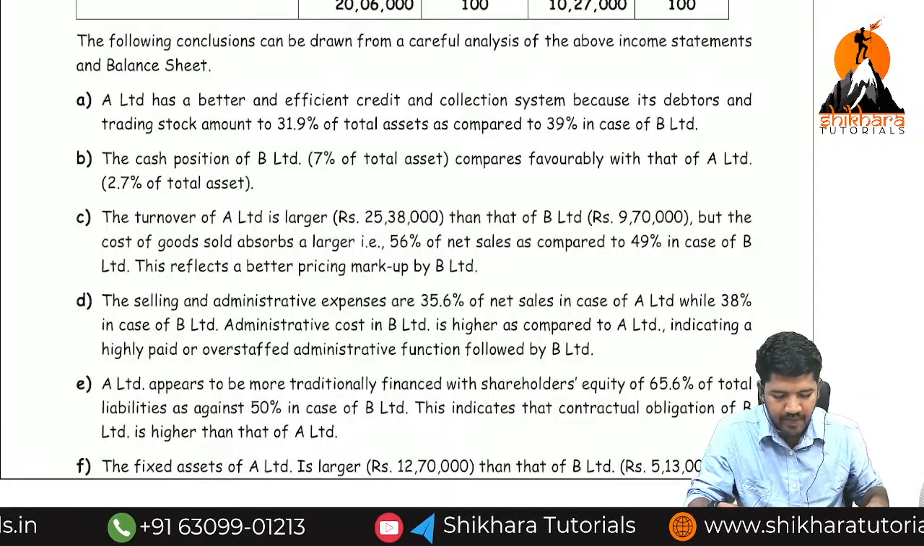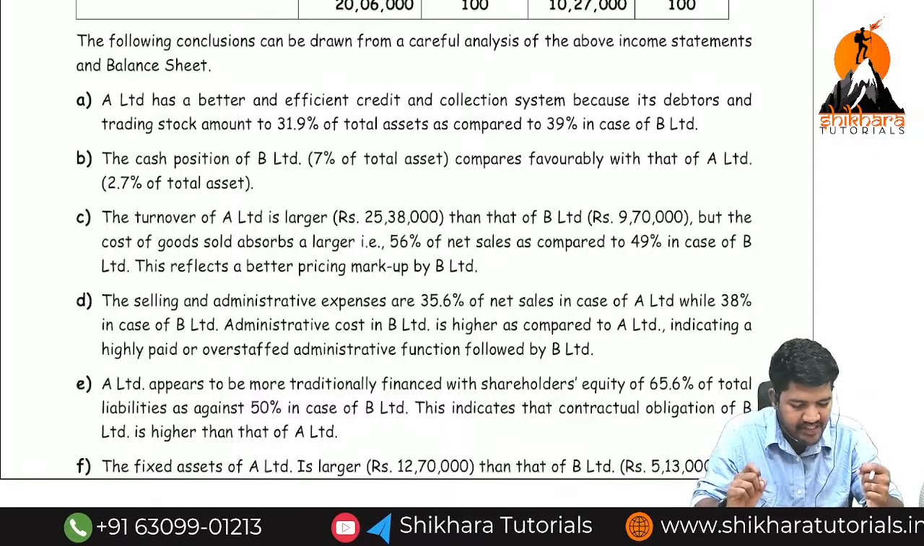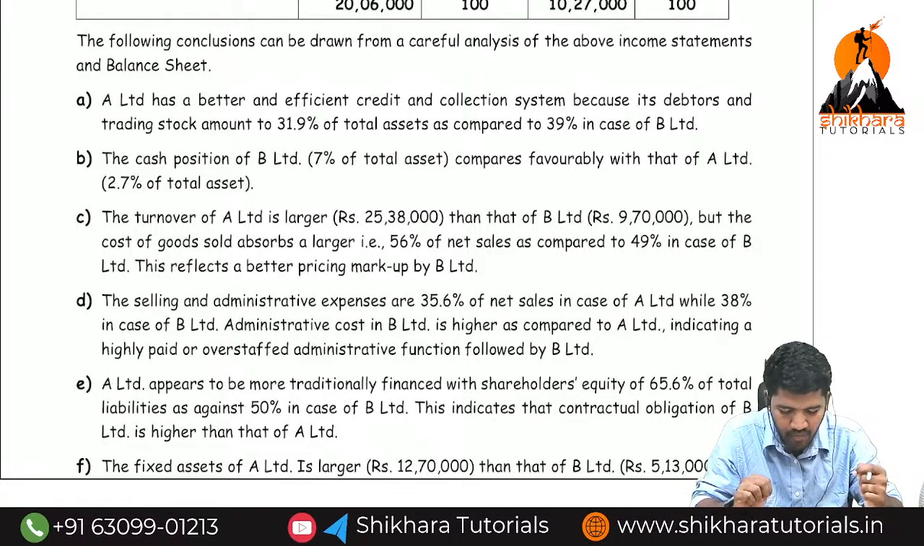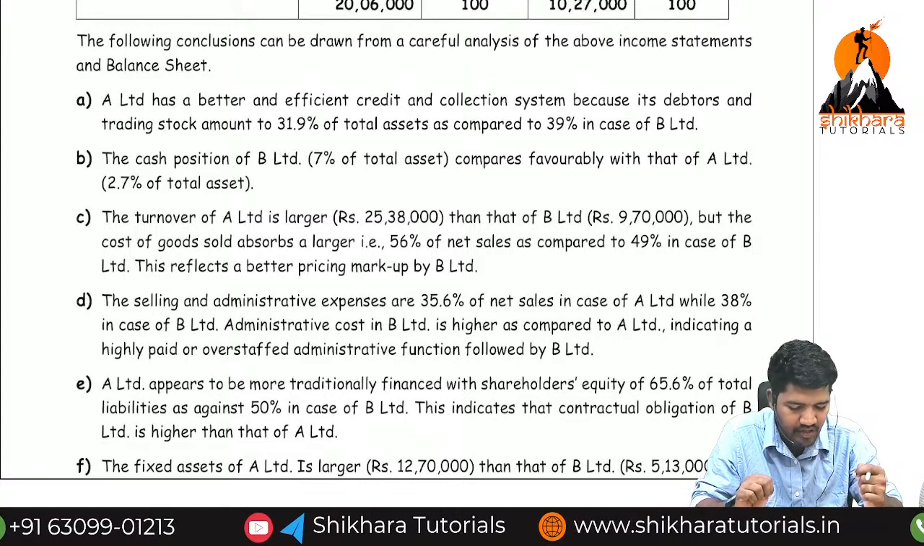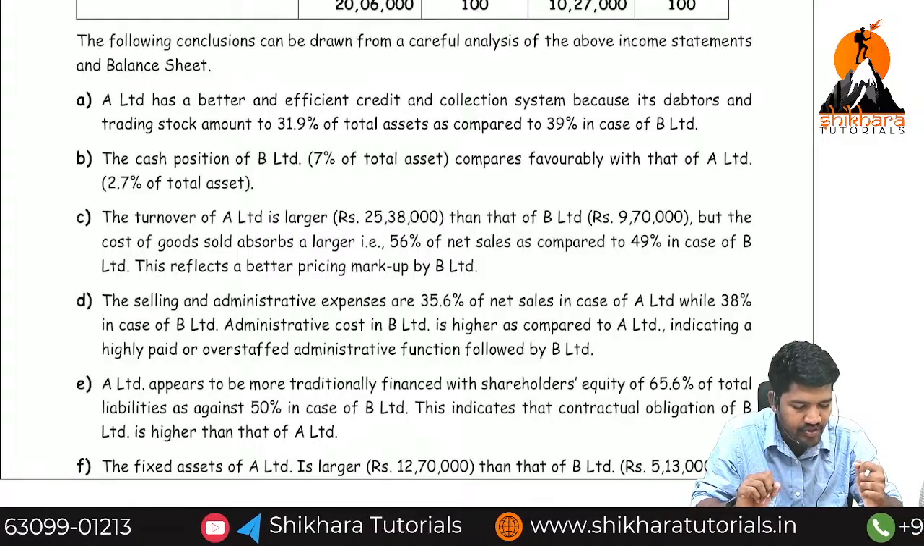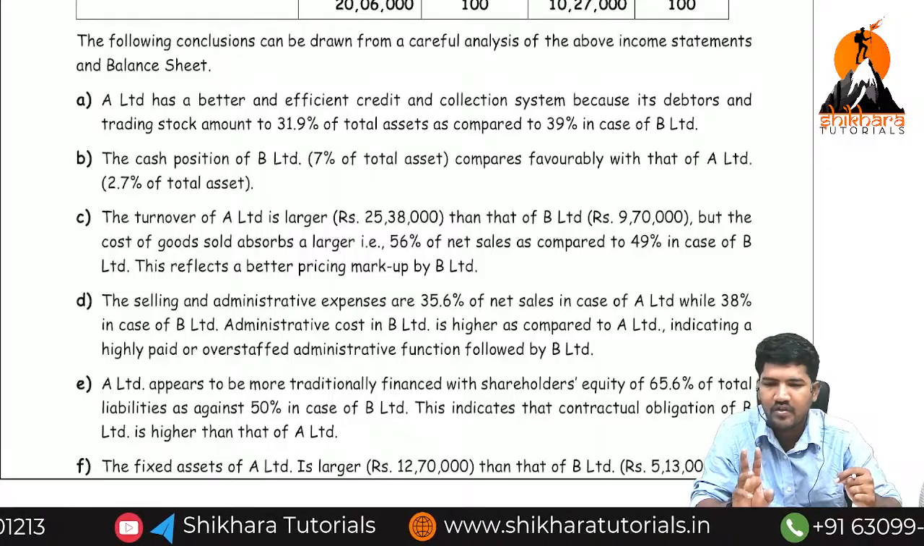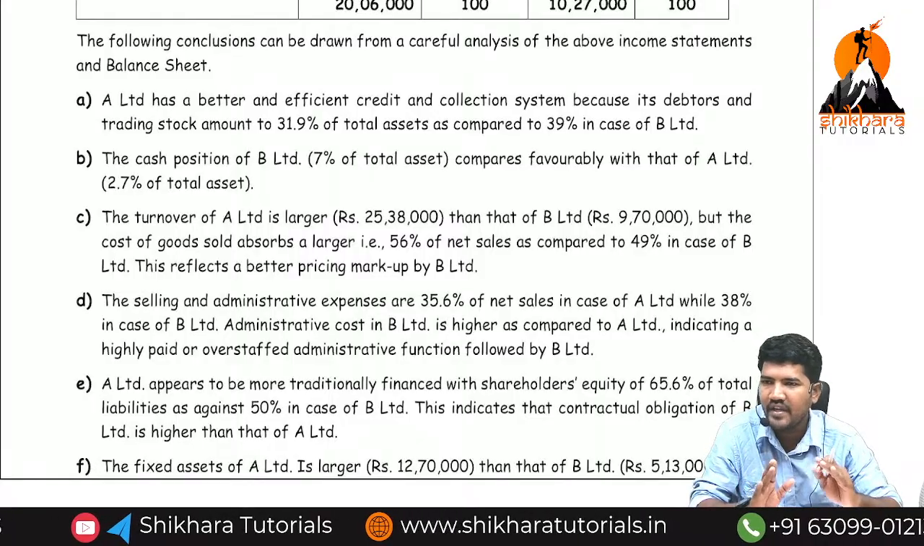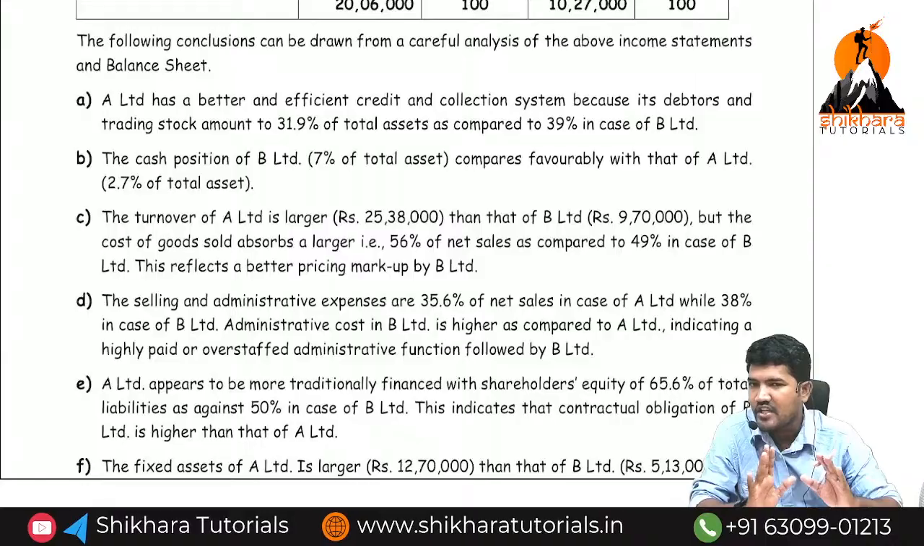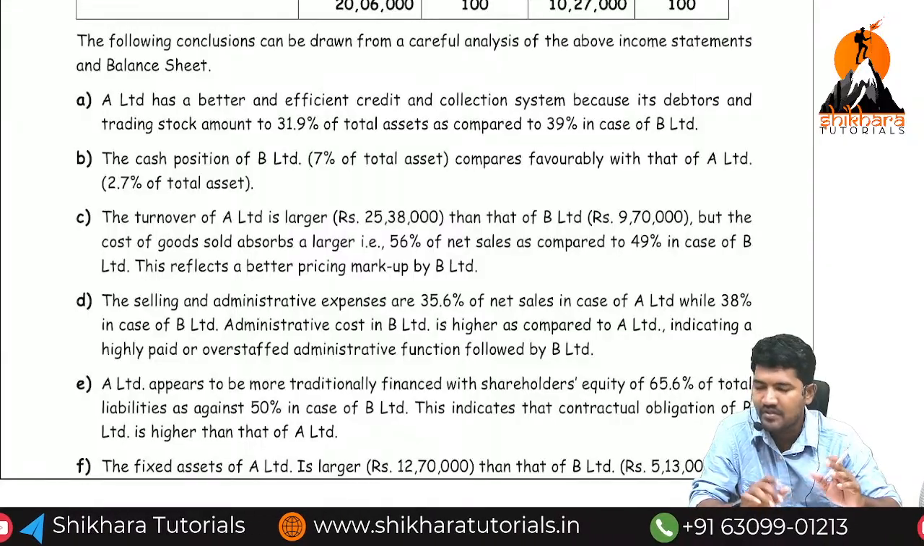A Limited has a better and efficient credit and collection system because its debtors and trade stock amount to 31.9% of the total assets as compared to 39% in case of B Limited. This point we touched. I think there are changes only in stocks and cash point of view, 7 times, 3 times.